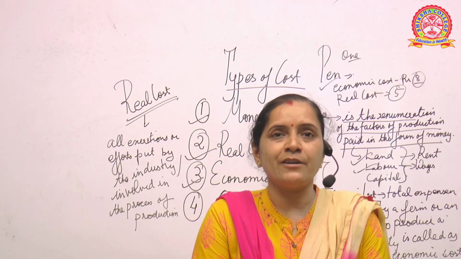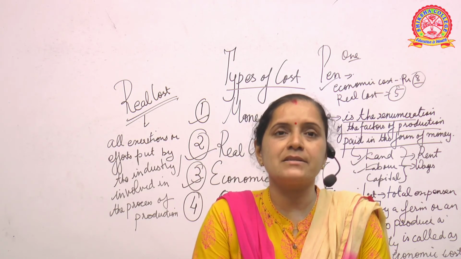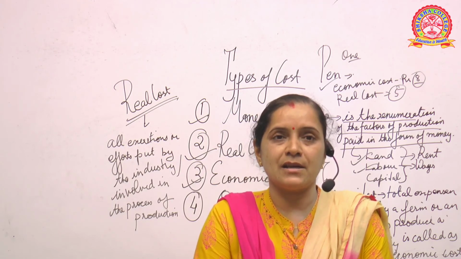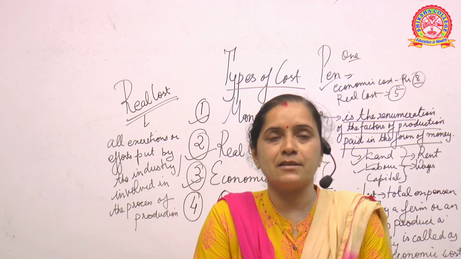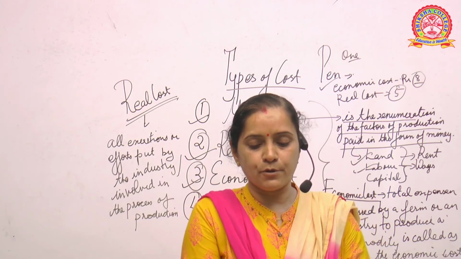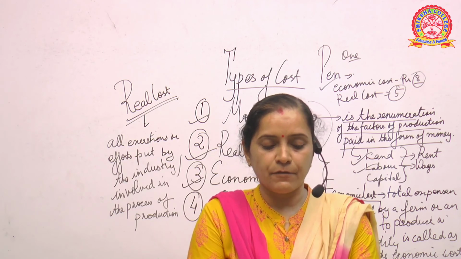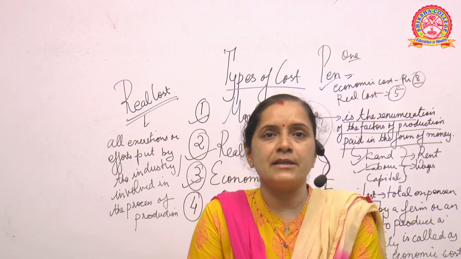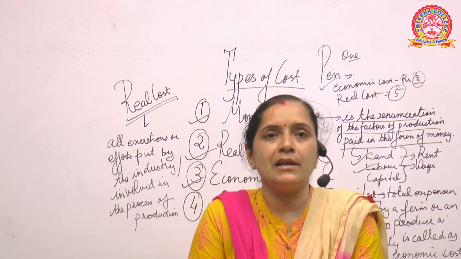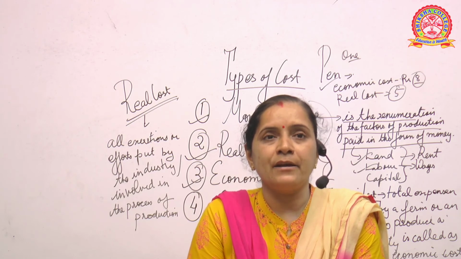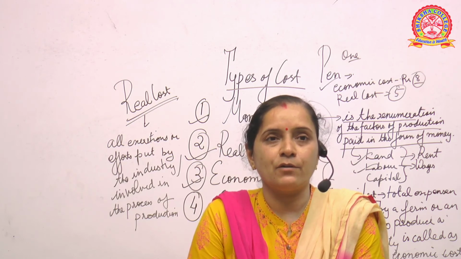So when we are talking about cost, money is one type of cost, your real cost is the second category, the third category is the economic cost, and the last category is your opportunity cost, which we will be discussing next class. We will also discuss in a little more detail the different types of cost and the functions of cost, and we will try to complete this chapter within 1 or 2 classes.